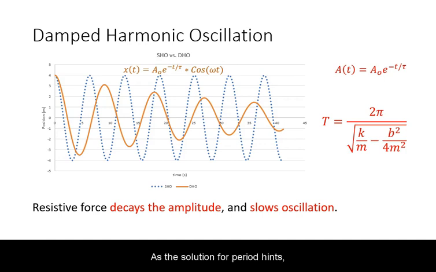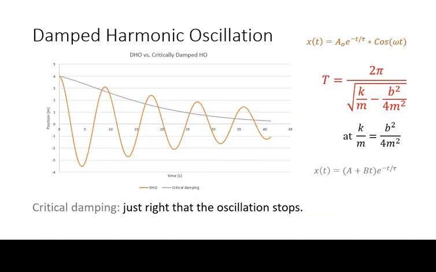As the solution for period hints, there is a critical point where the damping is so large that the period goes to infinity. This is known as critical damping. The solution for this is no longer oscillating, but rather an exponential decay. Qualitatively, this is the point where the resistive force of damping is so large that it completely opposes the restoring force of the system.